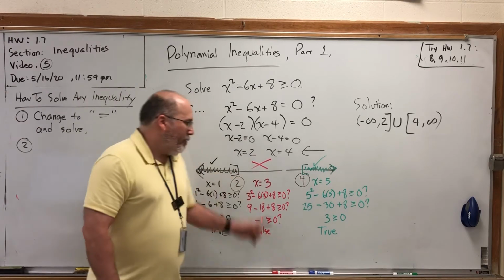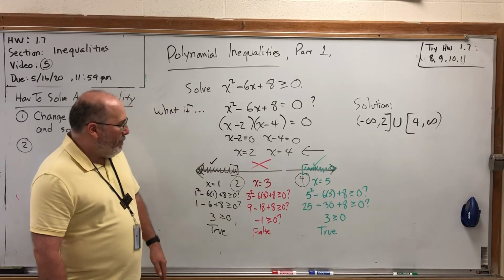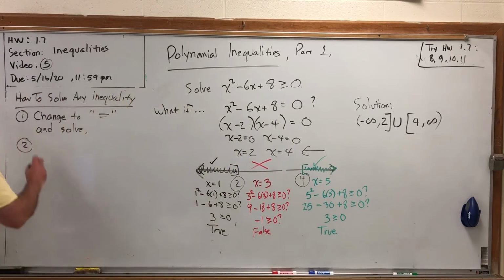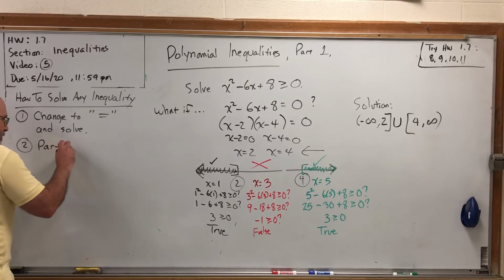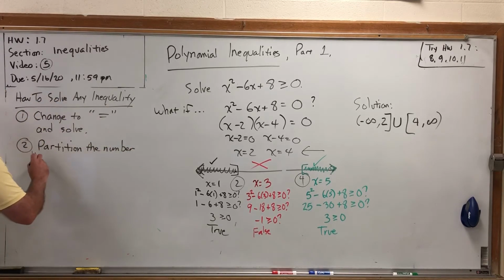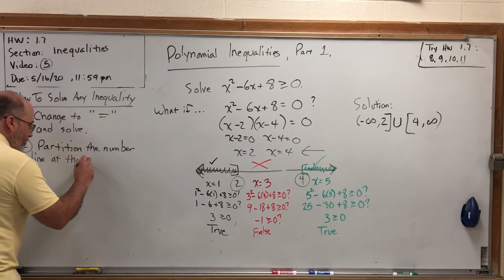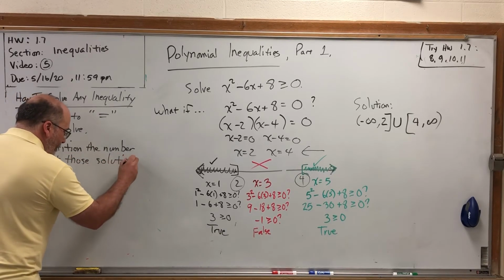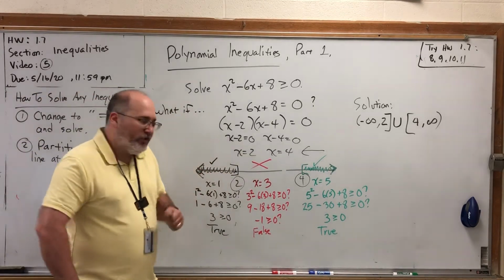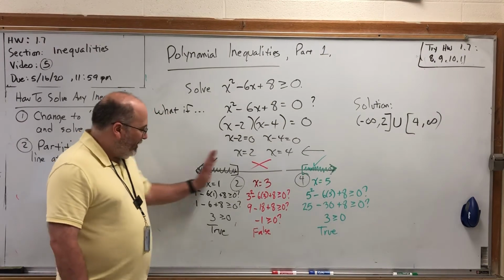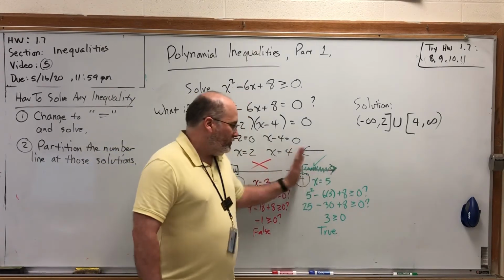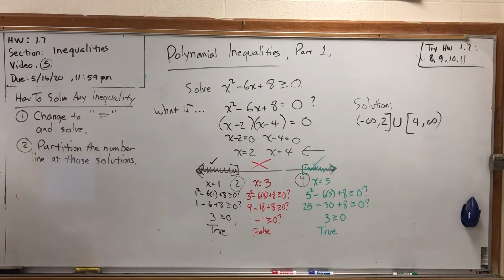We took the number line and we plotted them on the number line, and imagine that cutting the number line into intervals. You may have heard me use the word partition. So we're going to say partition the number line at those solutions. So we partition the number line at 2 and 4. And what we're basically doing is cutting it into intervals. We just didn't write the intervals yet, but the left interval was negative infinity to 2, the middle interval was 2 to 4, and the right interval was 4 to infinity. But we don't have to write the intervals until the end.